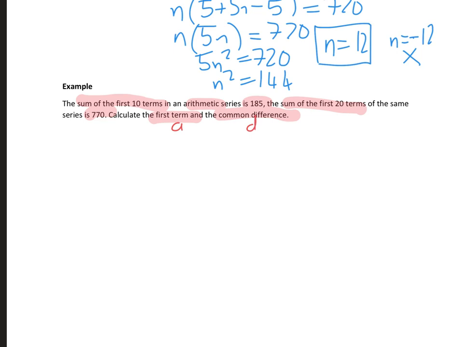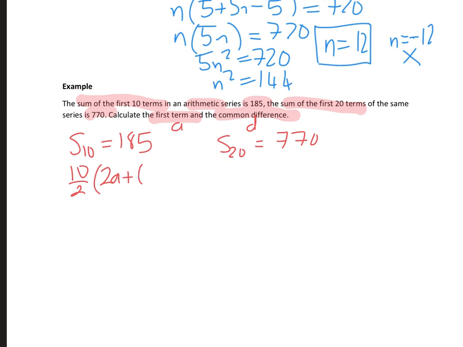The first bit tells me that S10 is 185 and S20 is 770. So if I use the formulas, n over 2, but I know that n is 10. So 10 over 2 times 2a plus n minus 1, so 10 minus 1 d, equals 185. Similarly for the second one, n over 2, so 20 over 2, lots of 2a plus 20 minus 1 times d, 770.